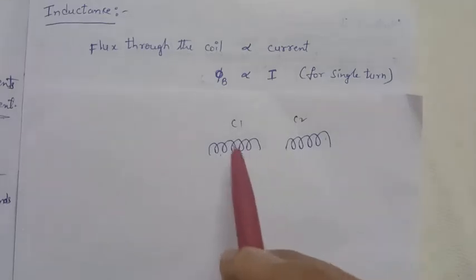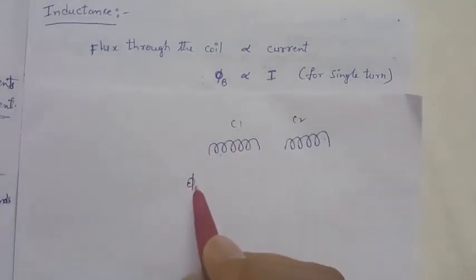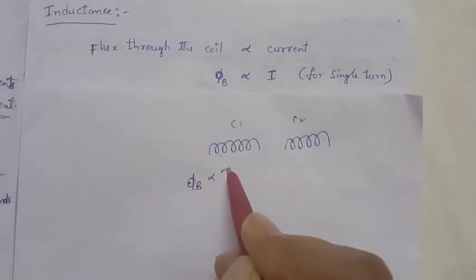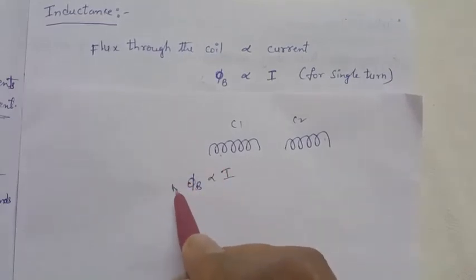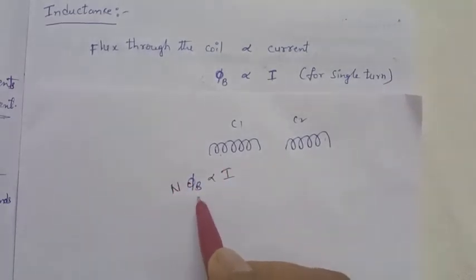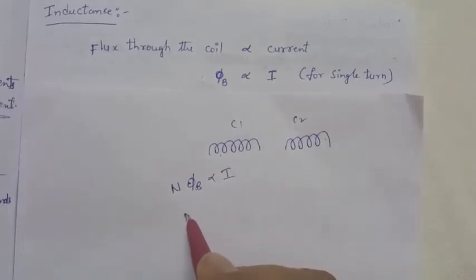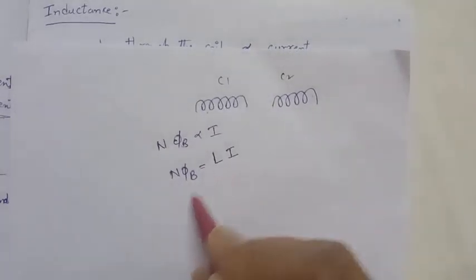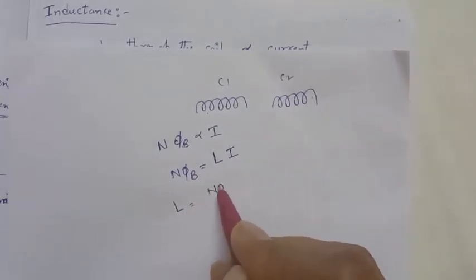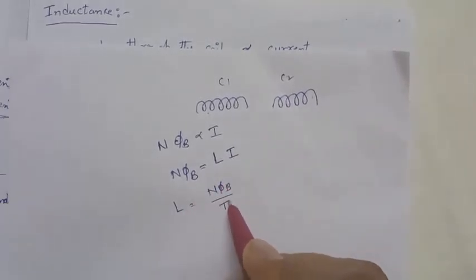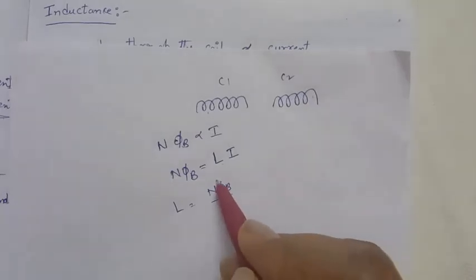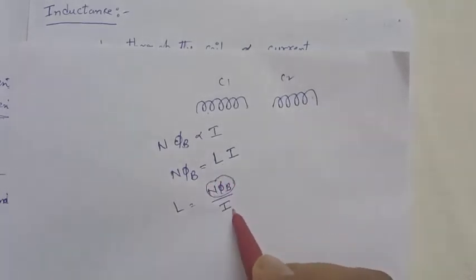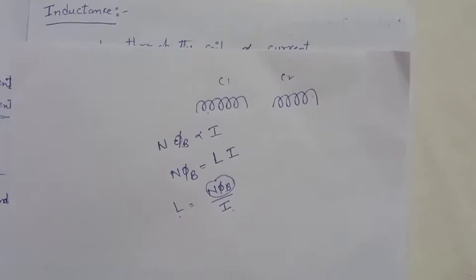Suppose it is a single turn coil, then phi B is proportional to I. If it consists of N number of turns, then N phi B is proportional to I. Here the proportionality constant is called inductance, that is L. So L is equal to N phi B by I. That means the flux linkage to the current is called the inductance.